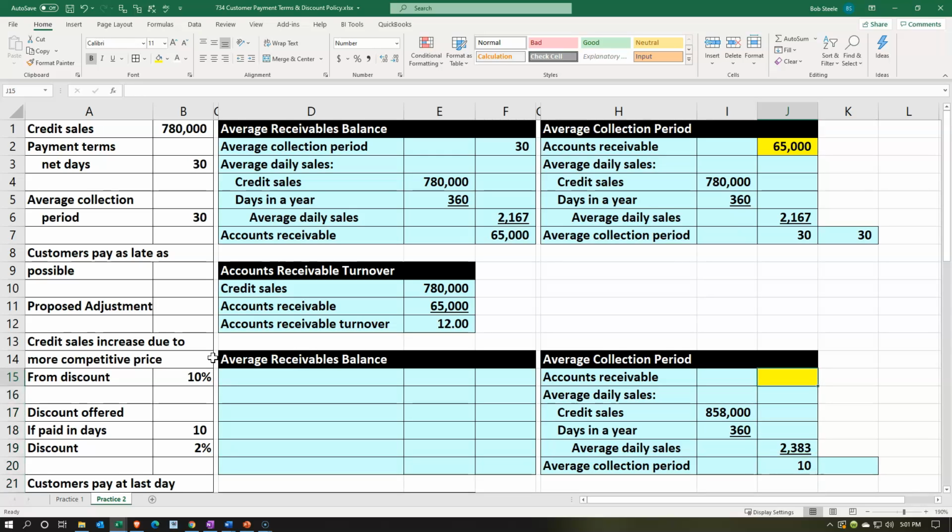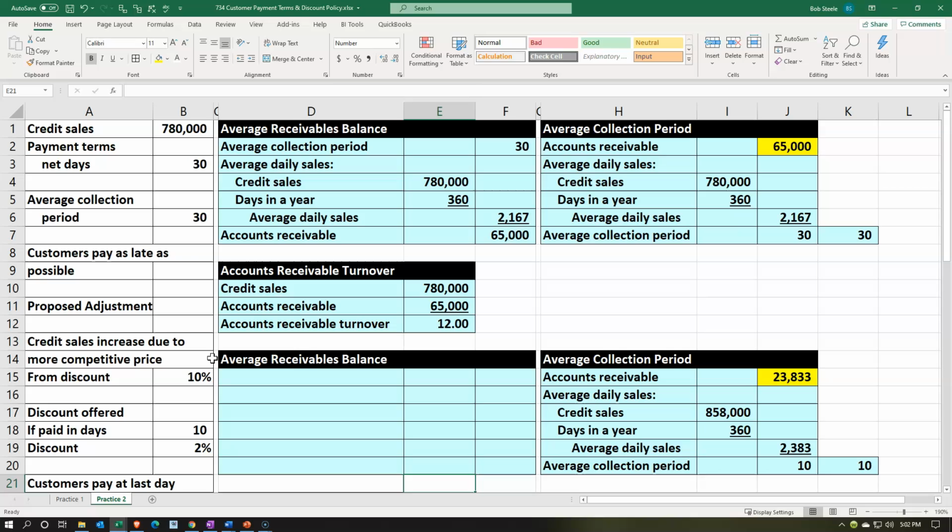We can then figure out the accounts receivable by saying X divided by the 2383 equals 10, which means algebraically it is the 2383 times 10. We can double check that by doing the calculation here. The 23,833 divided by the 2383 gives us once again 10.